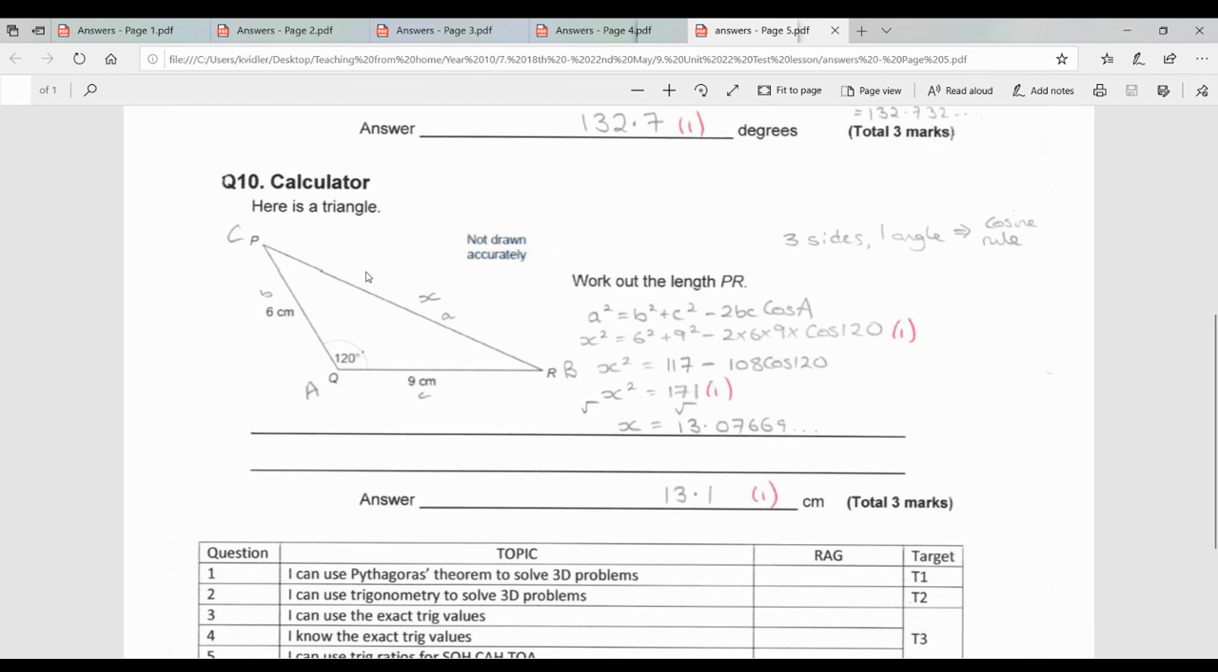Remember, label it how you want it labelled. So the angle we're interested in is this one, so we want our capital A there. B and C don't matter which way round they go. Okay, tidy that up then. We've got x squared equals 117 minus 108 cos 120. That's going to tidy up to give us x squared equals 171. Remember to square root it at this point, so you got your working out mark here, and you should get 13.0769, etc. So 13.08, 13.1, or even 13 would get you the full 3 marks.